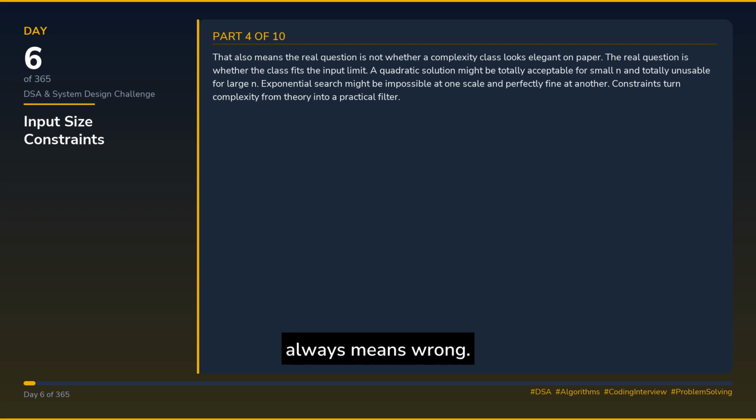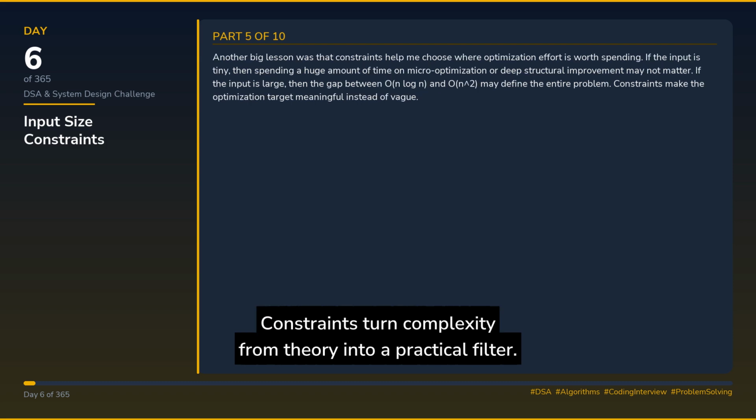That also means the real question is not whether a complexity class looks elegant on paper. The real question is whether the class fits the input limit. A quadratic solution might be totally acceptable for small n and totally unusable for large n. Exponential search might be impossible at one scale and perfectly fine at another. Constraints turn complexity from theory into a practical filter.